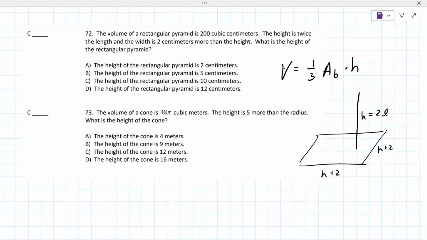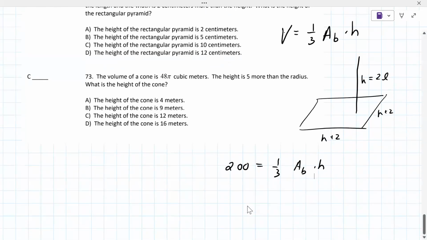Okay, so I might be inclined to throw some numbers in, like 200 equals 1/3 area of the base times the height. If you multiply by 3, you get 600 equals the area of the base times the height. So I might just try the numbers from here.